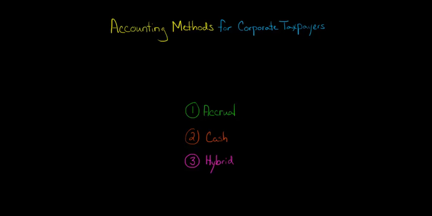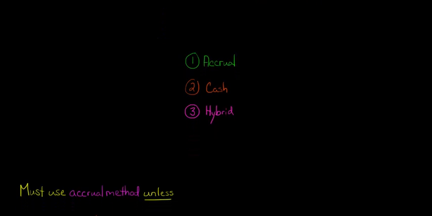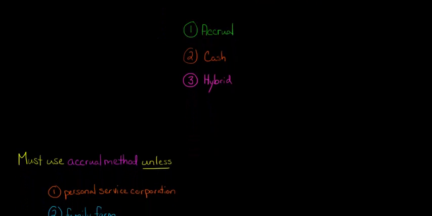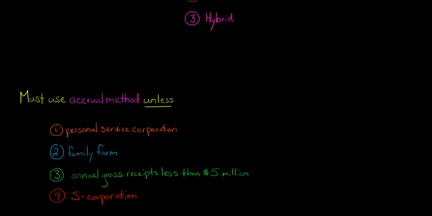Now, most large firms, most large C corporations are going to be using the accrual basis method of accounting for taxes because they have no other choice. There are actually restrictions on which types of corporate taxpayers can use the cash basis or hybrid approaches. So I want to talk about some of those restrictions, and we'll just say that there's a general rule, to make it a little easier for you to understand. The general rule is that you have to use the accrual method unless 4 exceptions apply.